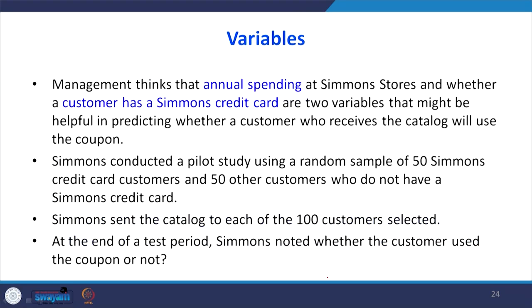The catalogs are expensive and Simmons would like to send them to only those customers who have the highest probability of using the coupon. The variables involved in this problem are annual spending and whether the customer has a Simmons credit card or not. What we are going to predict is whether a customer who receives the catalog will use the coupon or not. Simmons conducted a pilot study using a random sample of 50 Simmons credit card customers and 50 customers who do not have a Simmons credit card. Simmons sent the catalog to each of the 100 customers selected. At the end of the test period, Simmons noted whether the customers used the coupon or not.